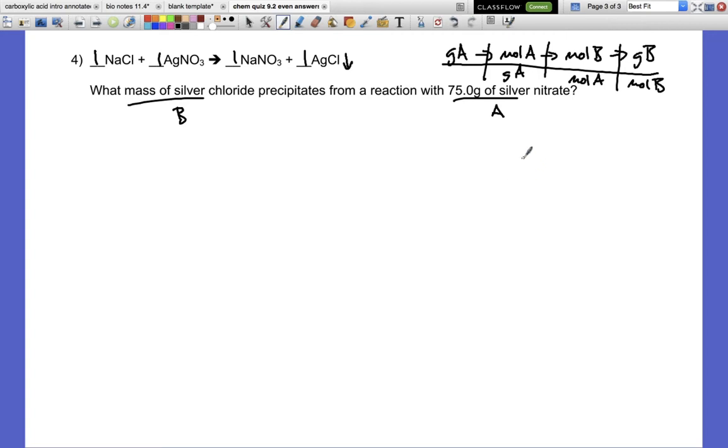So silver nitrate is A. 1 mole of that silver nitrate is going to be, hold on a second, add those things up. I have 169.88 grams per mole, whereas 1 mole of silver chloride is 143.32 grams. So I need both of those, I know that.